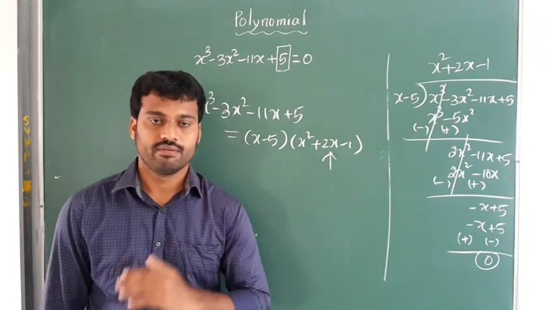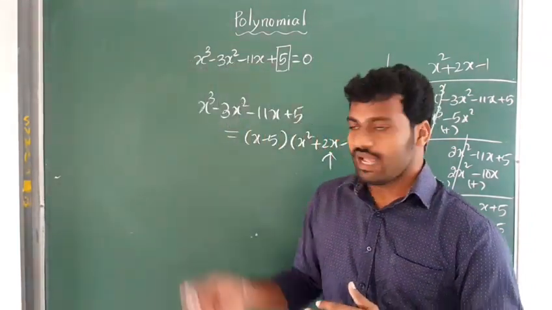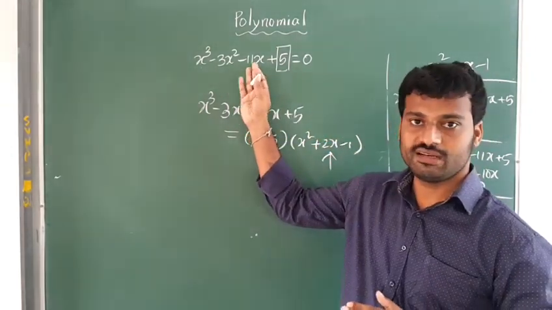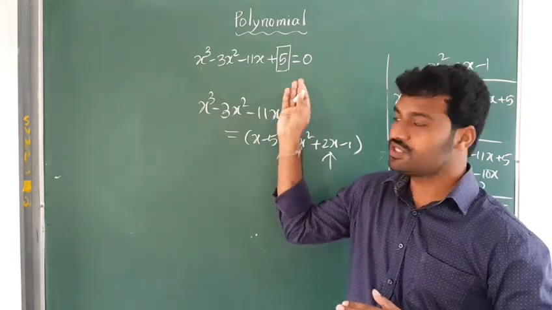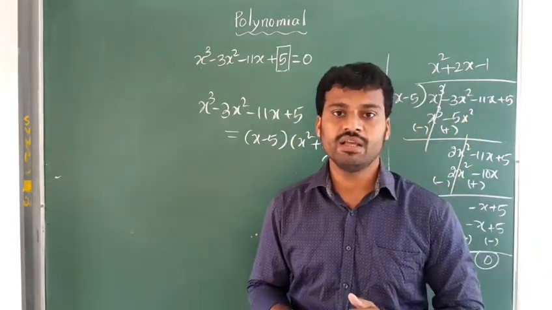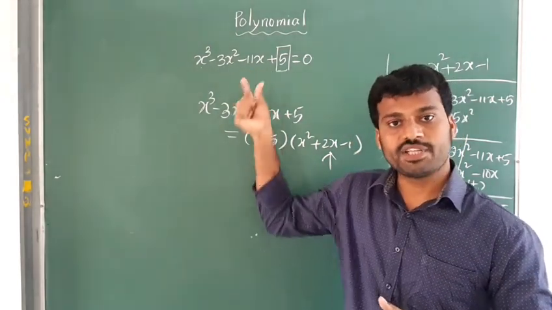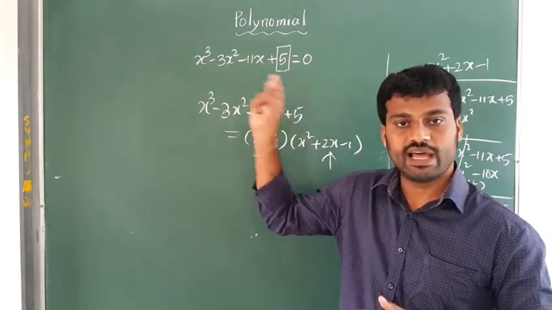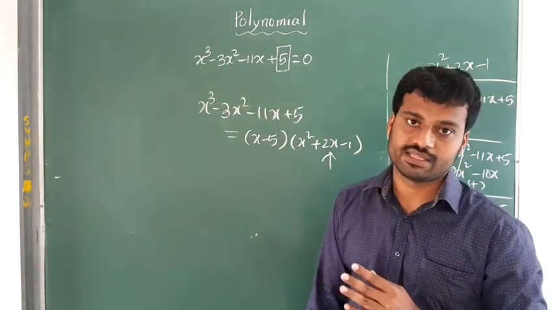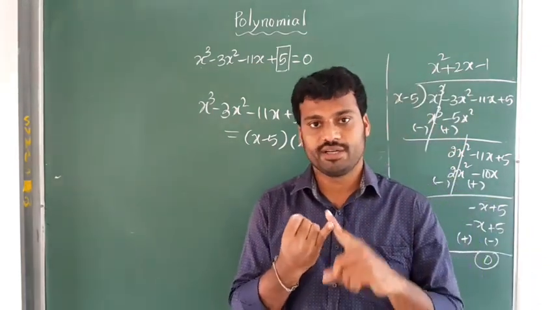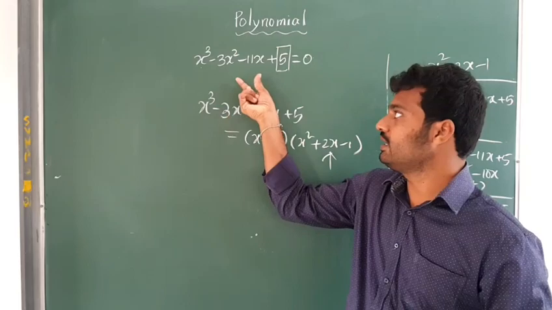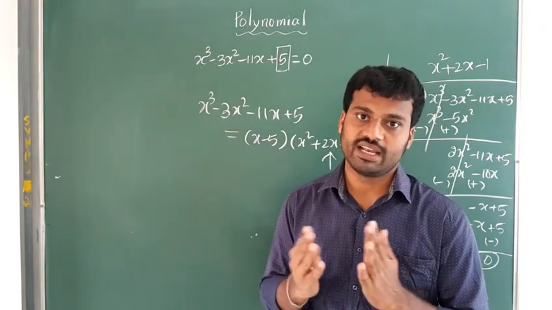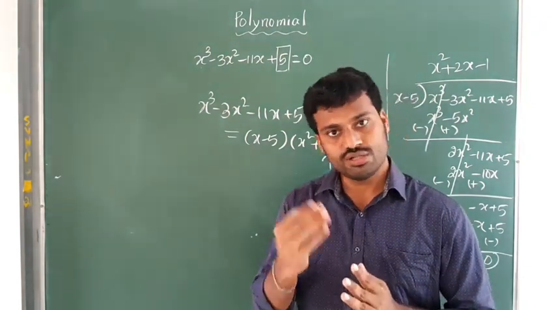Clear or not? Very good. In this topic, identities are very important. Sometimes, if it is a cubic, generally they will give a standard one, related to an identity: the expansion of a plus b whole square, or a minus b whole square, or a cube plus b cube, or a cube minus b cube. In such a manner they can ask. If they give a quadratic, a plus b into a minus b or a plus b whole square forms, they can also ask to factorize.